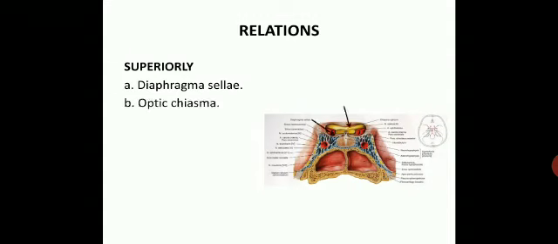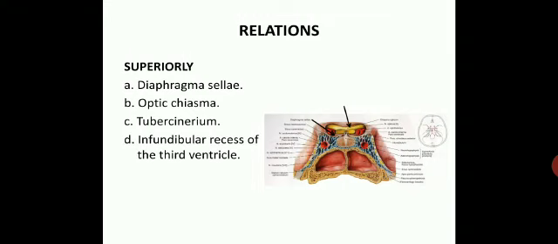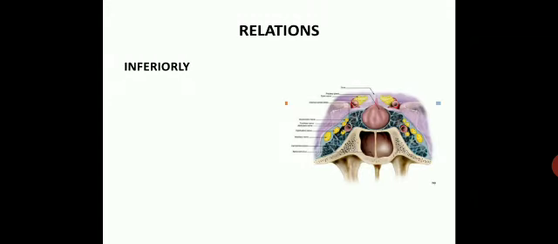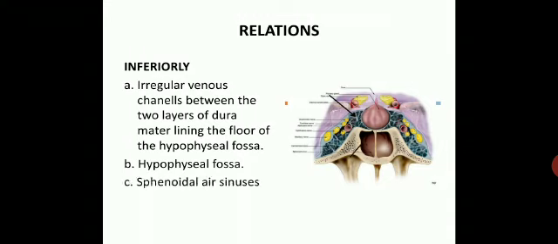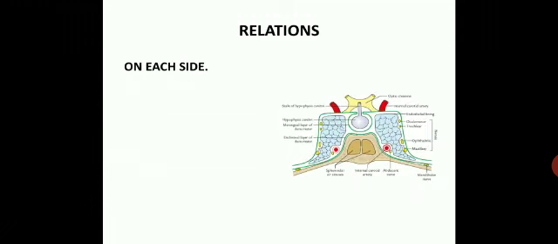optic chiasma, tuber cinereum, infundibular recess of the third ventricle, and inferiorly it is related to irregular venous channels between the two layers of dura mater lining the floor of the hypophyseal fossa. Then hypophyseal fossa and sphenoidal air sinuses. On each side, it is related to the cavernous sinus and its contents.